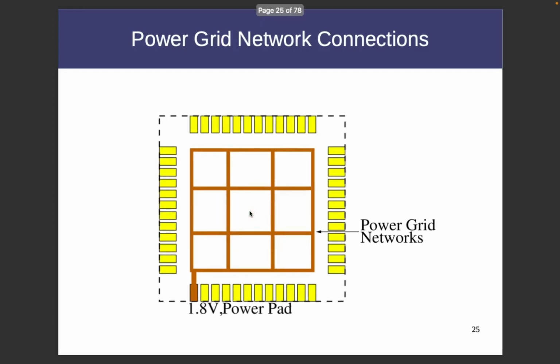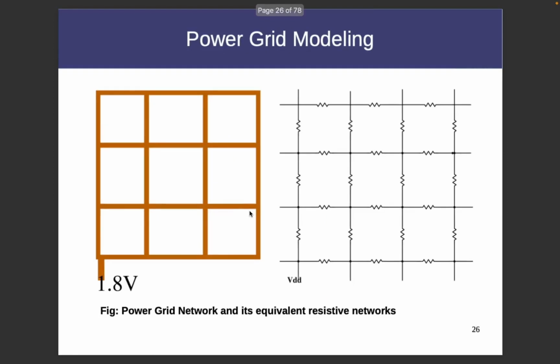For that, we take only the power grid, make it a square grid, and take its equivalent circuit. For now, let's consider that these metal lines have only resistance, ignoring the inductive or capacitive effects. We get a grid-like structure of resistors.